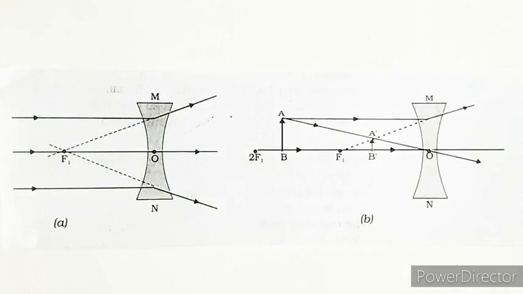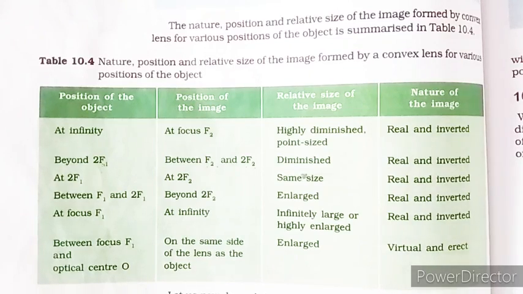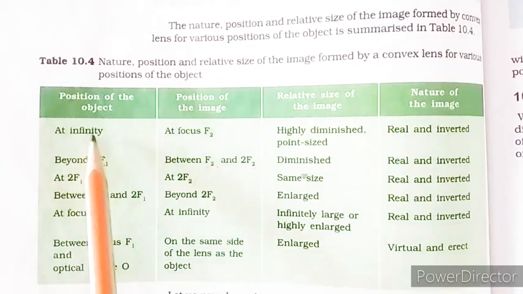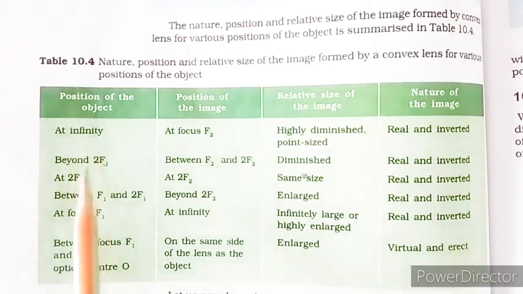Okay. So once again I repeat that your homework is you have to draw all the ray diagrams for the 6 positions of the object, not for a concave but for a convex lens. You can refer to this table for the position of the object.